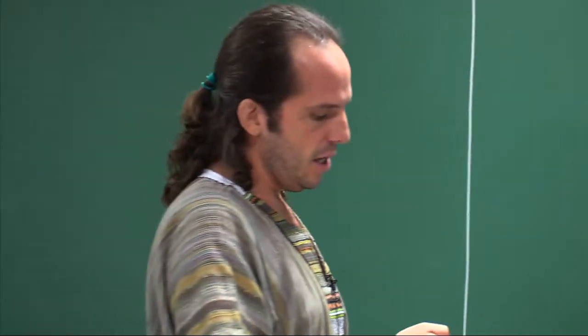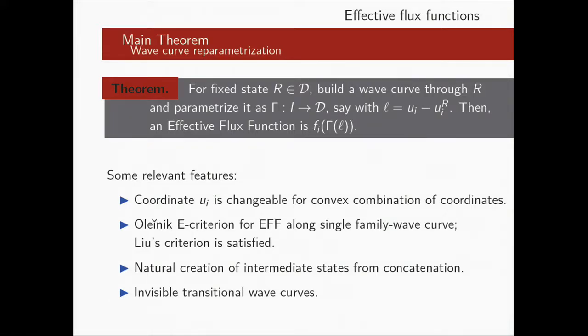So what I need is to have this base curve, and this base curve is going to be only one of the wave curves that we use. So this is my theorem. The thing is that if you have a wave curve in the phase space, you can use it with any of the fluxes that you want, and it's going to be your effective flux function that you can use to try to see the Oleinik criterion. Of course, I can use any of the coordinates of the system to do this. I can even use a convex combination of the coordinates.